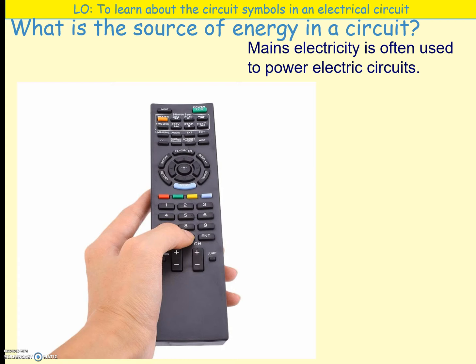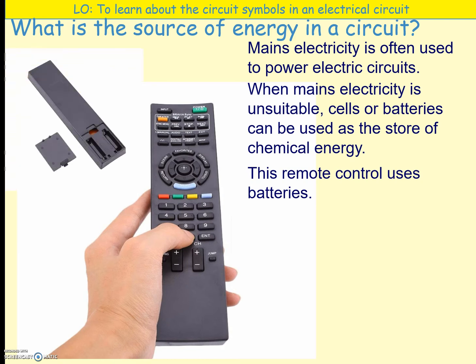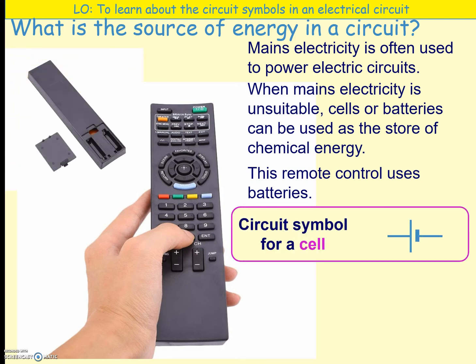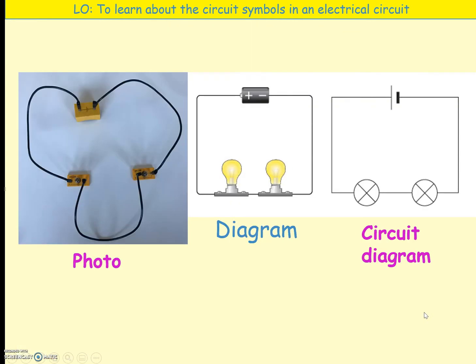So, what is the source of energy in a circuit? Mains electricity is often used to power electric circuits. When mains electricity is unsuitable, cells or batteries can be used as the store of chemical energy. This remote control uses batteries. The circuit symbol for a cell looks like this. The longer line shows the positive terminal and the shorter line shows the negative terminal. Two or more are known as a battery, and this is the symbol for a battery.